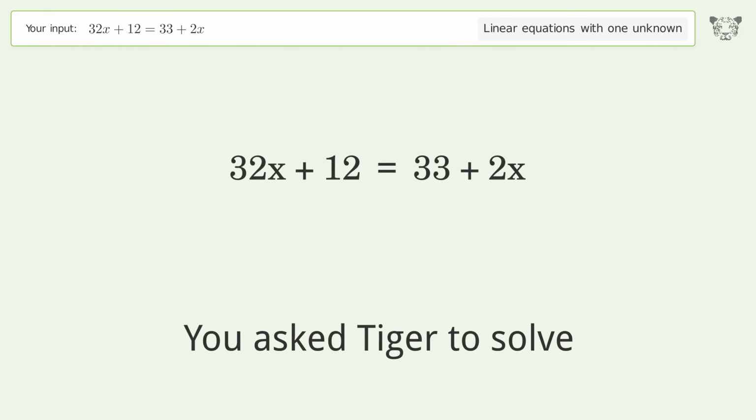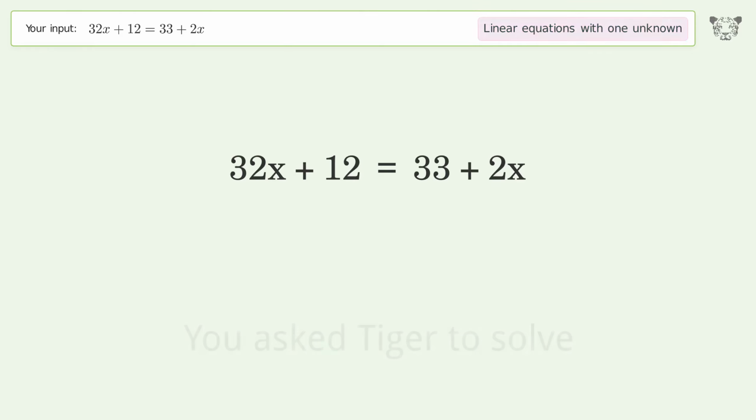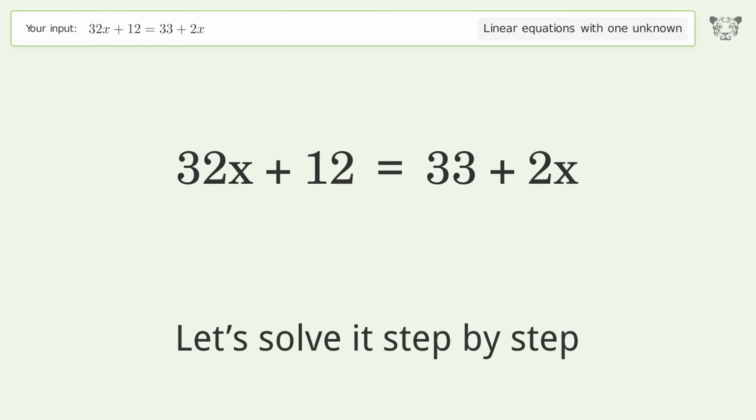You ask Tiger to solve. This deals with linear equations with one unknown. The final result is x equals 7/10. Let's solve it step by step.